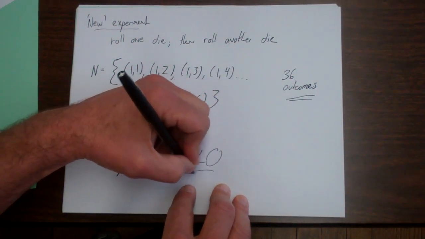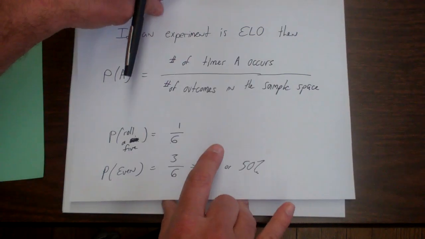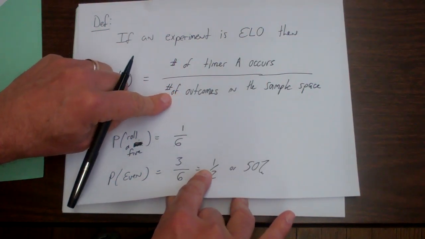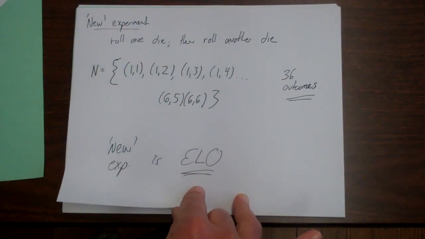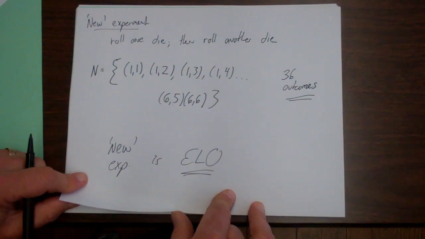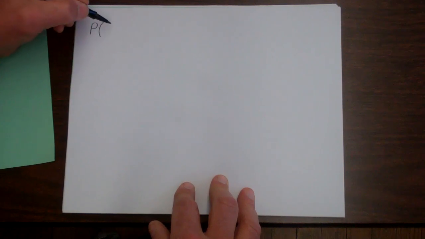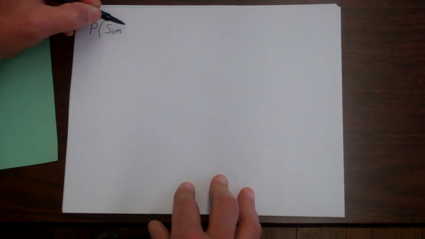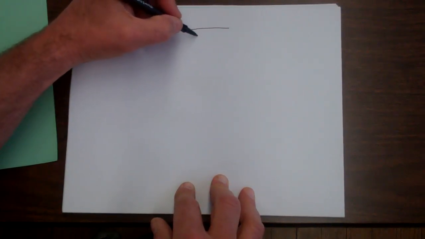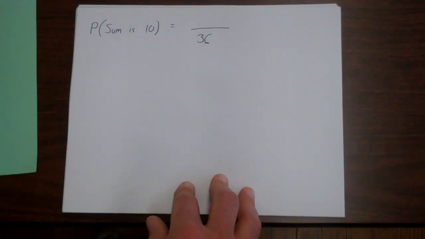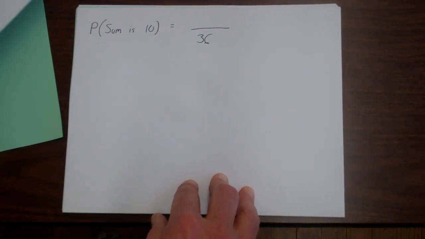Since it's ELO, you can apply the formula where the probability of A is equal to the number of times A occurs over the total number of outcomes in the sample space. The total number of outcomes in this new sample space is 36. So let's do a couple of examples. What's the probability with 2 dice that the sum is 10? Well, you know the denominator is 36. If we use this formulation, then we have an ELO problem, right? And so the denominator is 36.